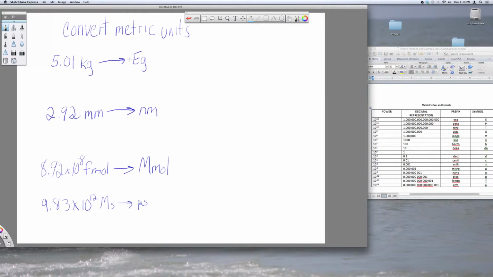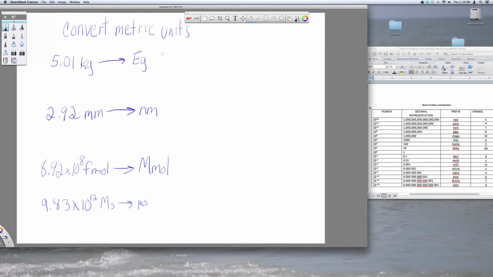We're trying to figure out how many EG. Now we go over here and we look and we see E stands for exa, G is gram. So this is how many exagrams are in 5.01 kg. We know K stands for kilo. So we're trying to convert from kilograms.